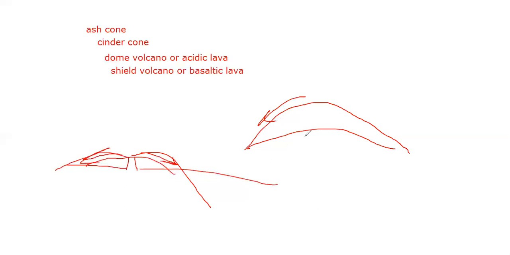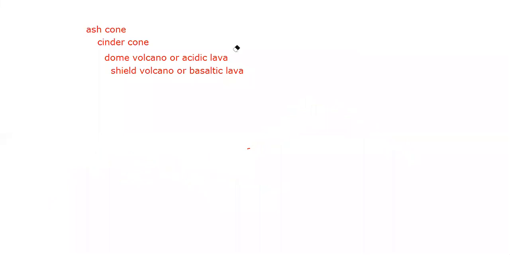Okay, so an example of these would be the Erta Ale in Ethiopia. So that's Erta Ale, this is in Ethiopia, right? Let me erase right here. The next volcano that we'll be looking at is the composite volcano or strato volcano.